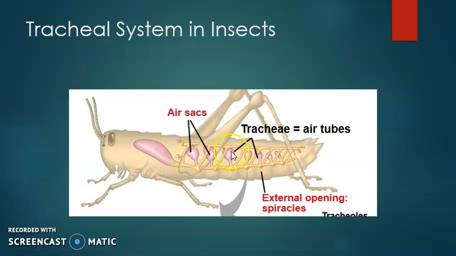So what happens is that these tubes are connected to the body tissues, and gas exchange takes place directly from air to the tissues.